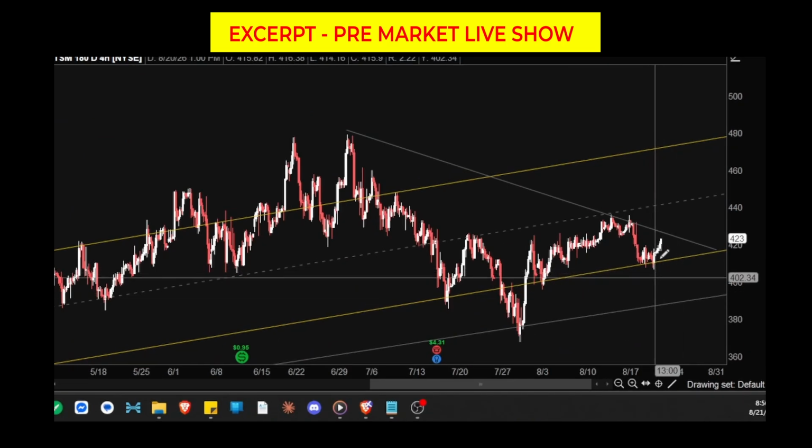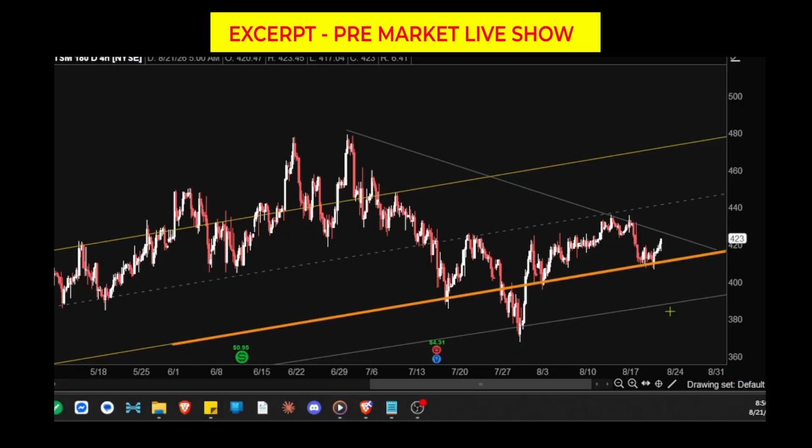I told you guys weekly lines are significant, and they are nothing to be trifled with. TSM held that weekly. It did the wick under. It even gave you the wick under and the wick over. I hope some of you guys got into this.